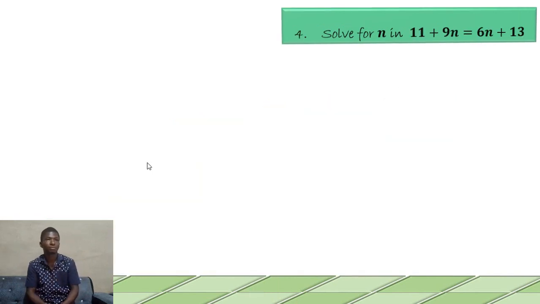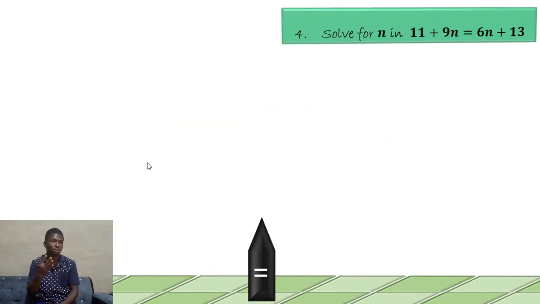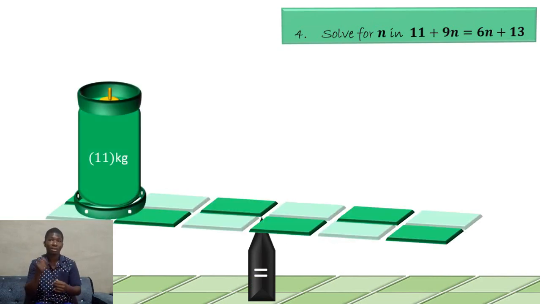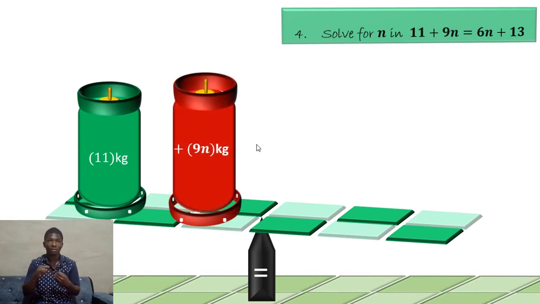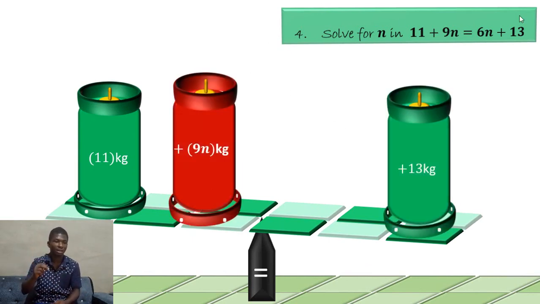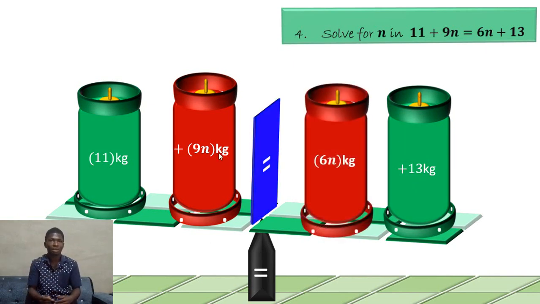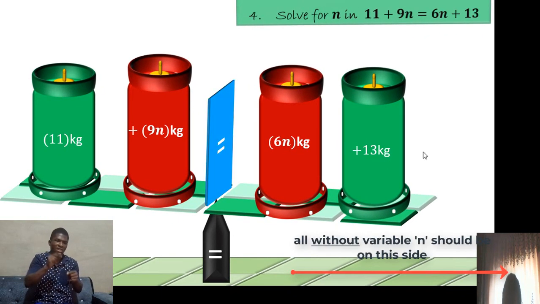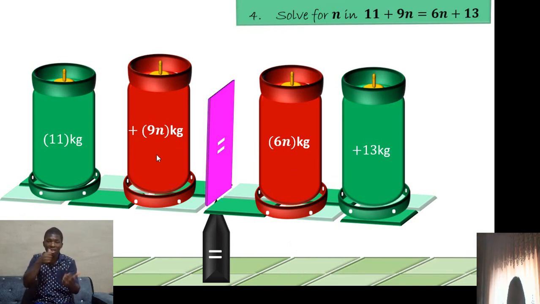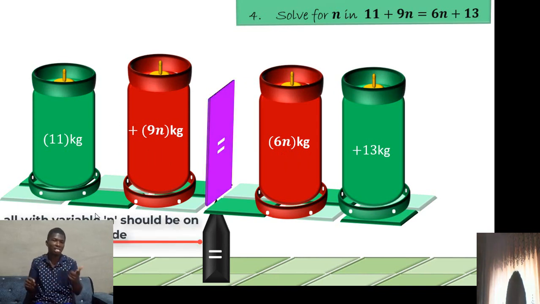Question 4. Now, in our question 4, I'm having 11 kg, I'm having 9 hen, I have 13 kg, and I'm having 6 hen. Then let me have my bridge. So how does it work? Okay, this is the plan. All the ones without variable, I want them on this right side. That is the green cylinders. The one with variable hen, I want them on this left side.